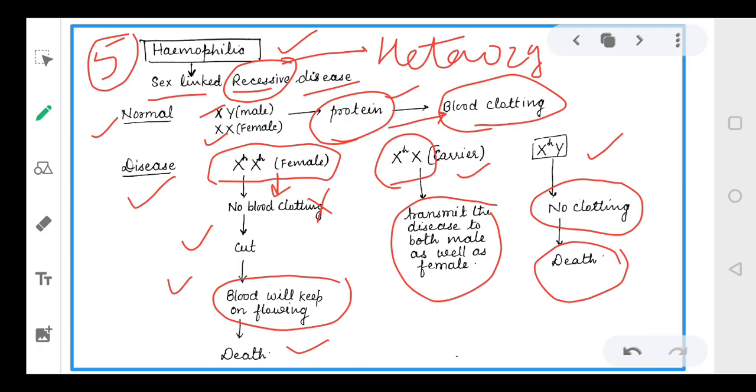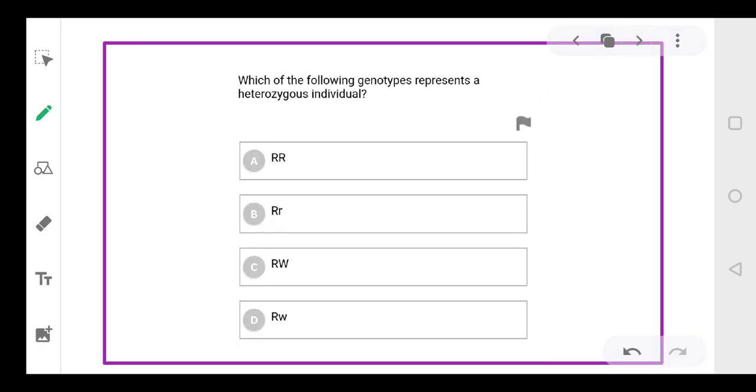Okay, now coming to the questions that I was talking about. I have taken these questions from a few apps. You can also download those apps. Like yesterday I told you that you can download Meditation, you can download Extra Marks. The questions given in these apps are very, very good. You can solve these questions, right?